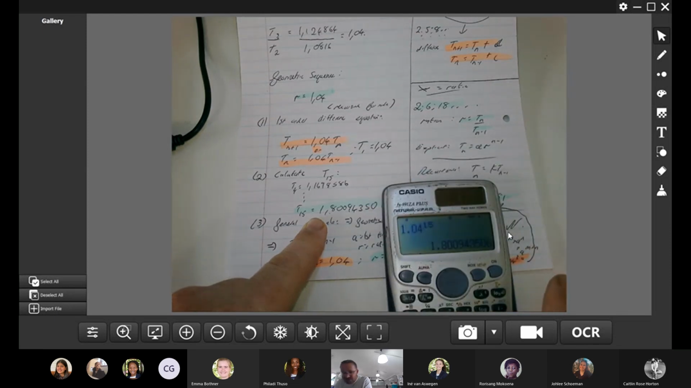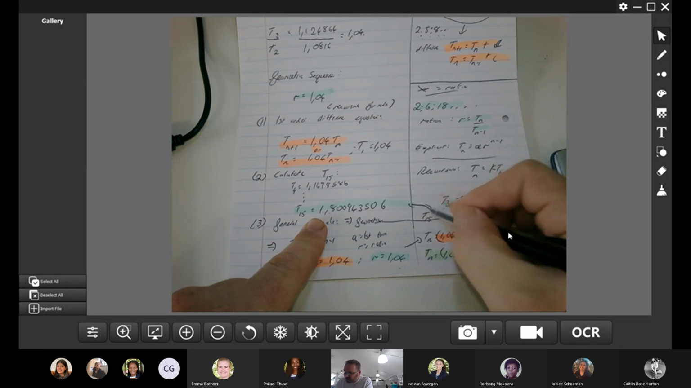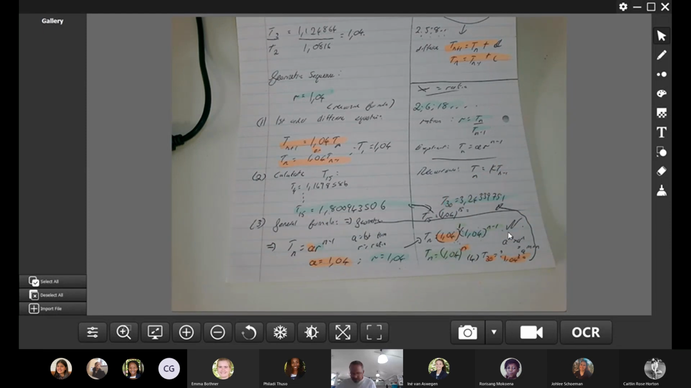1.80093, and so on. We get the same answer as that. And as you can realize, using the explicit formula is generally quite a bit quicker than using the recursive model.